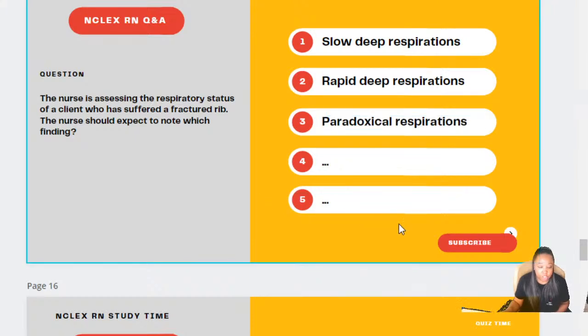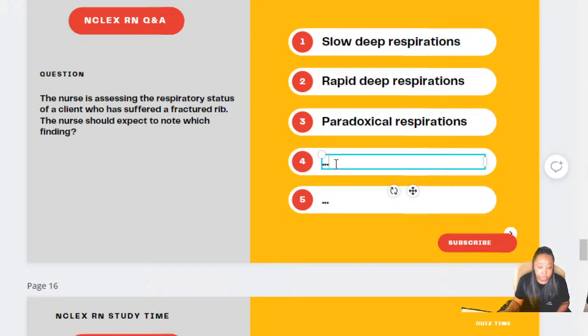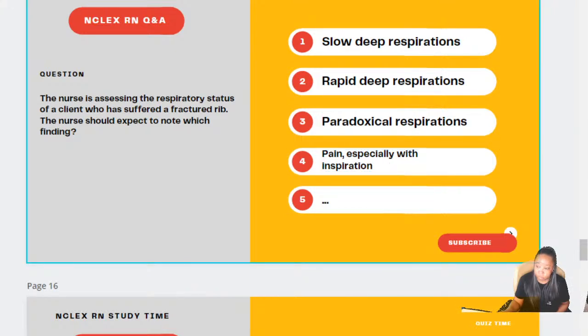Paradoxical respiration. It's an abnormal respiration also. What about the last one that says pain, especially with inspiration? Do you think the patient will have pain each time the patient is trying to breathe? So which one do you think is the best answer? The best answer is 4.